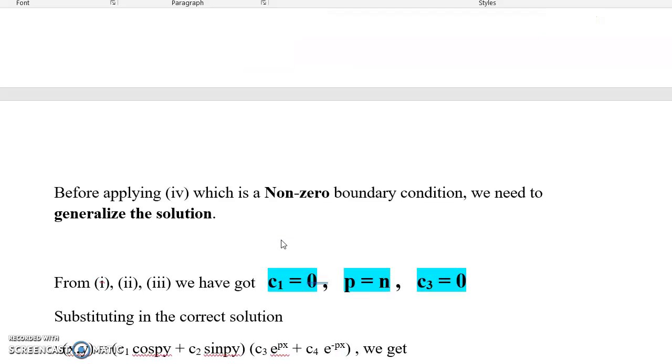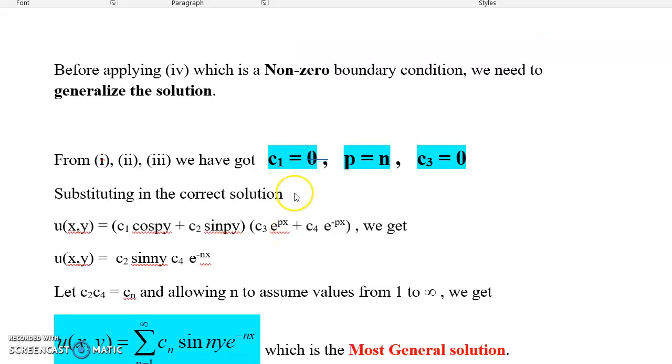Now let us go to the fourth boundary condition. But the fourth boundary condition is a non-zero condition. On the right side we have a term which is not 0. Before applying any non-zero boundary condition, usually we have to generalize the solution. So let us see how to generalize. What are the three answers we have got so far?